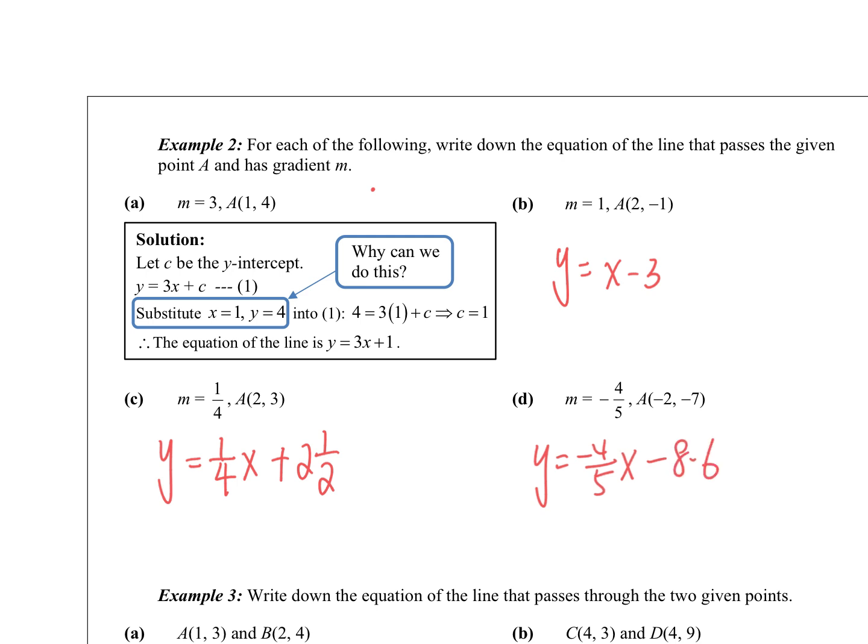So maybe if you can, try to make sure they are consistent. If you use fraction, you use fraction throughout. If you use decimal, you use decimal throughout. So this is the gradient.